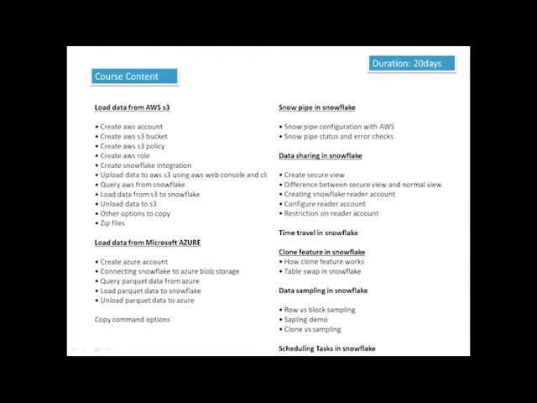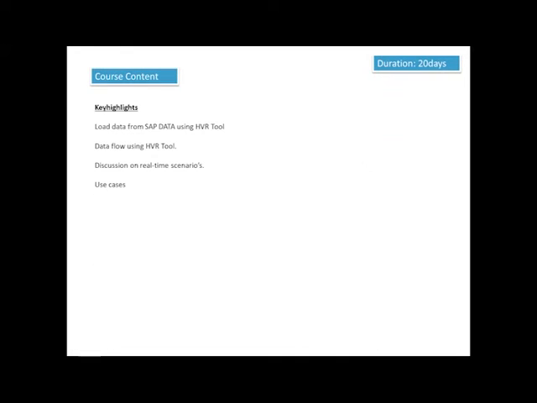Time travel in Snowflake comes as part of the metadata concept, and then the clone feature in Snowflake, how the clone feature works, table swap in Snowflake, and data sampling in Snowflake: row versus block sampling, sampling demo, and clone versus sampling. And then scheduling tasks in Snowflake. Those are the things we are going to cover as part of Snowflake.